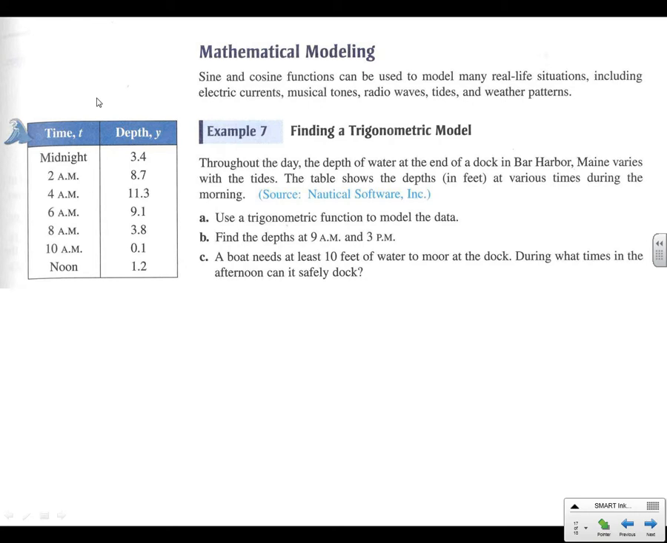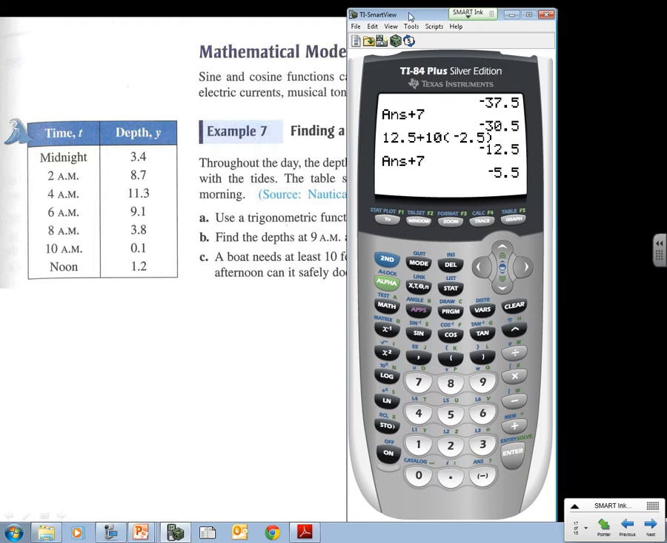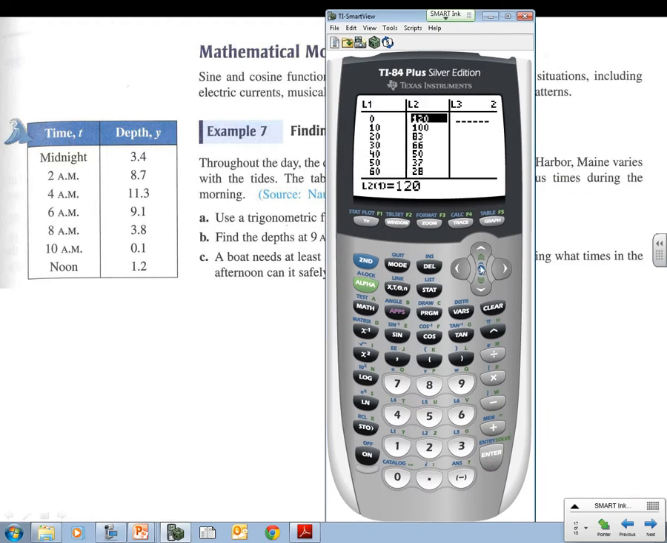All right, lastly, we've got this math modeling here, and so this is going to be a regression. We've done a lot of these in the past, and this time we're going to work on a sine regression. So let's go into stat, and in our list here, I'm going to clear this out. I'm going to make midnight 0, so 0 to 4 a.m., 6 a.m., 8 a.m., 10 a.m., and then noon is 12.